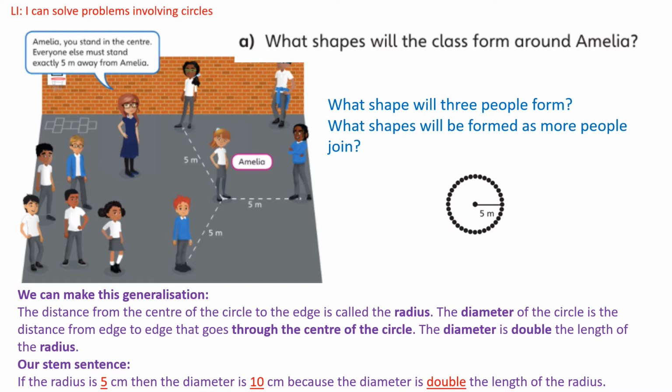There's a generalization we can make here. The distance from the center of the circle to the edge is called the radius. The diameter of the circle is the distance from edge to edge that goes through the center of the circle. And now this bit's really important. The diameter is double the length of the radius. So we could have a STEM sentence here, couldn't we? If the radius is 5 centimetres, then the diameter is 10 centimetres because the diameter is double the length of the radius.